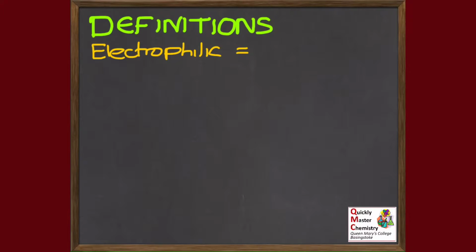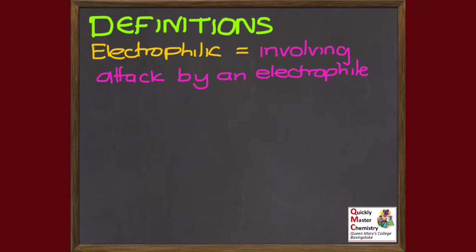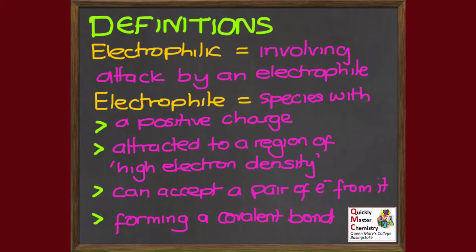The second attack possibility was electrophilic, so let's unpack that now. What is electrophilic? Well, it means a reaction that involves attack by an electrophile. Again, that doesn't tell us very much, so what's an electrophile? Another long definition for you. An electrophile is a species, this time with a positive charge.